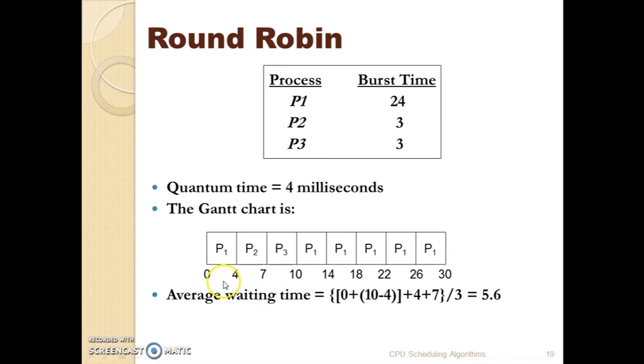Now if we calculate the average waiting time for P1 process, the waiting time will be P1 started at 0 seconds. After that, the second instance of P1 occurred at 10 seconds. Here if we see, P1 started at 10 seconds, but it got finished at 4 seconds. So the waiting time is 0 plus 10 minus 4, which is 6 seconds. For P2, it got started at 4 seconds. For P3, it got started at 7 seconds. We have the wait time for all, we calculate the average waiting time.